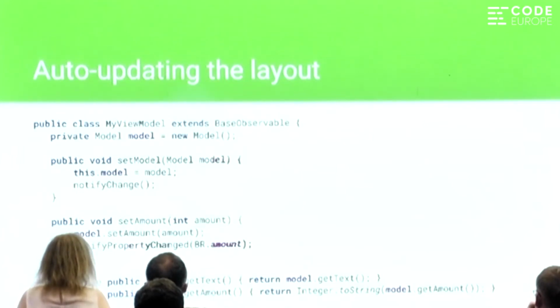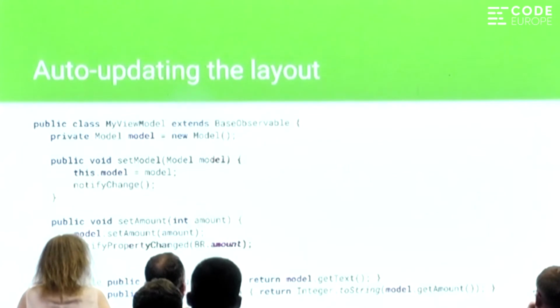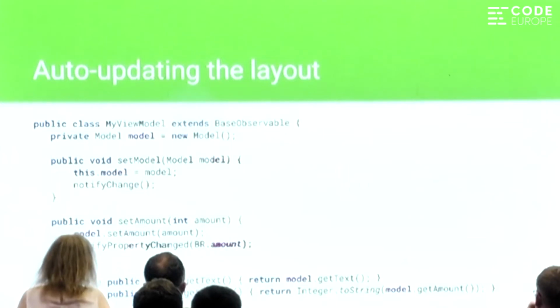So for simple data types like integers or booleans, the data binding library also already provides observable types, for example, observable int or observable boolean. In more complex situations, like with our view model, there is a base observable class, as you can see over here. You can just extend this class, and then there are some methods provided, which we will see later, to notify the data binding library of changes. So here we have a very basic view model on the slides, just with one model object and two properties at the bottom, getText and getAmount.